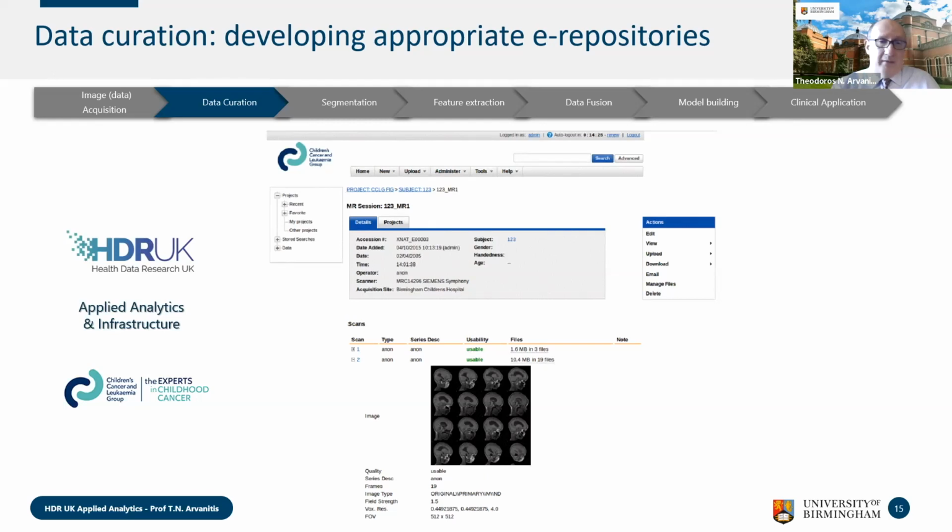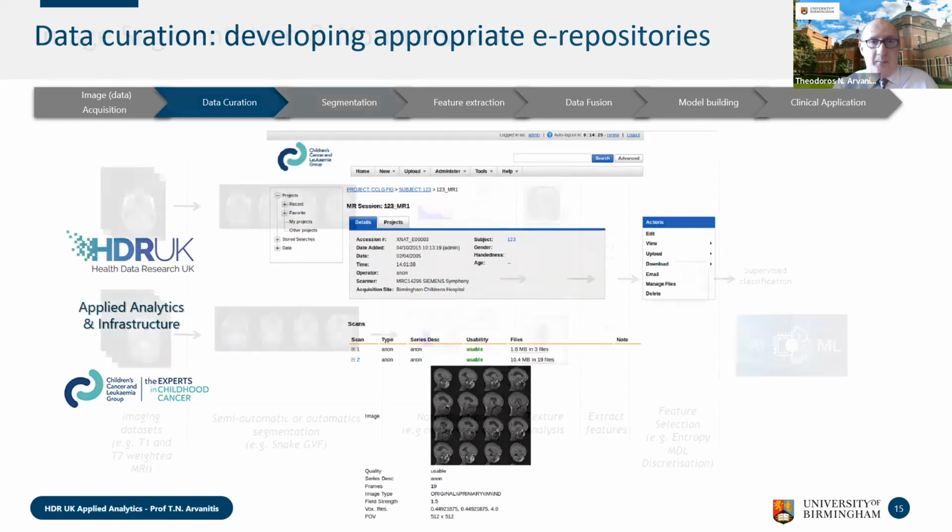And this was not only part of the analytics work we do, but also the infrastructure work we do in terms of taking the data, curating it in particular formats, and making it ready for analysis. So that's something that we are very grateful to HDI UK for what they have supported us to do.